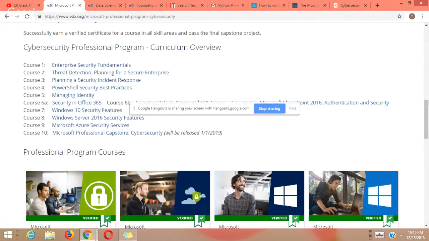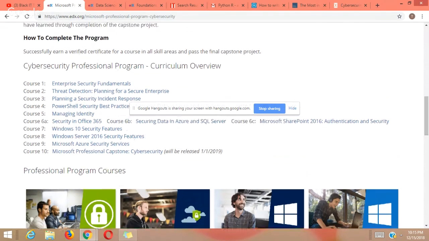One through 10: enterprise security fundamentals, threat detection, planning for secure enterprise. The third one is planning security incident response, PowerShell security best practices, managing identity and security in Office 365, Windows 10 security features, Windows Server 2016 security features, and Microsoft Azure security services, and a professional capstone at the end. So that's your demonstration.